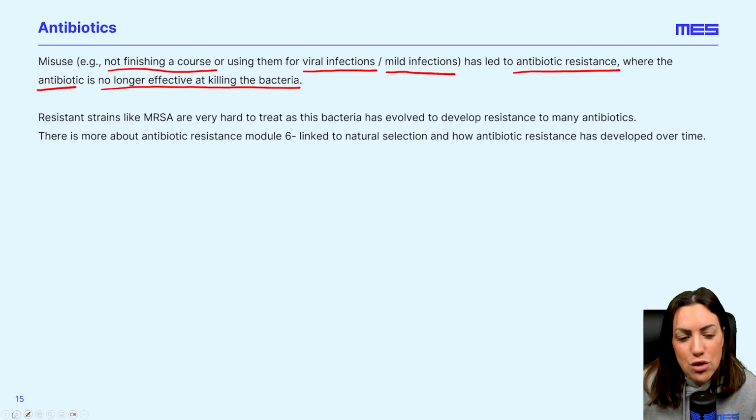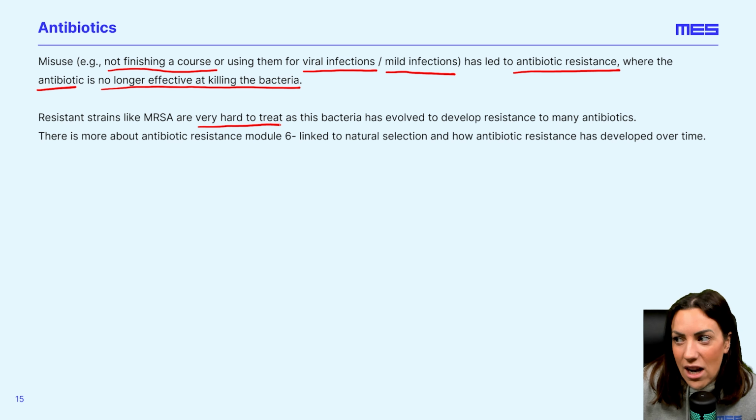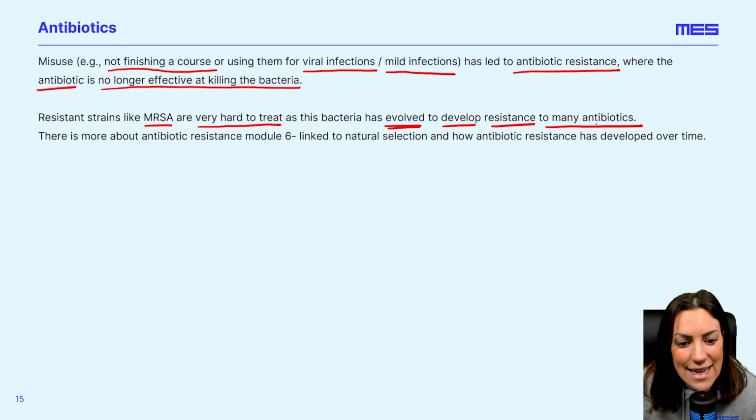There are resistant strains of bacteria like MRSA. I don't know if you've heard of that one. It stands for methicillin-resistant Staphylococcus aureus. But the reason I'm mentioning MRSA is because it's a bacteria that is very hard to treat, because this bacteria has evolved to develop resistance to many different antibiotics. Now, we're not going to cover the process of development of antibiotic resistance because that comes up in Module 6, which is a Paper 2 topic.